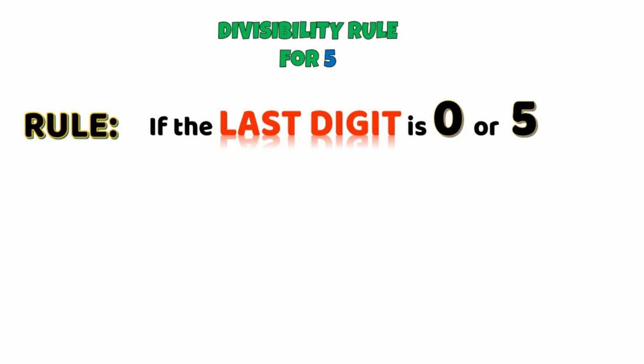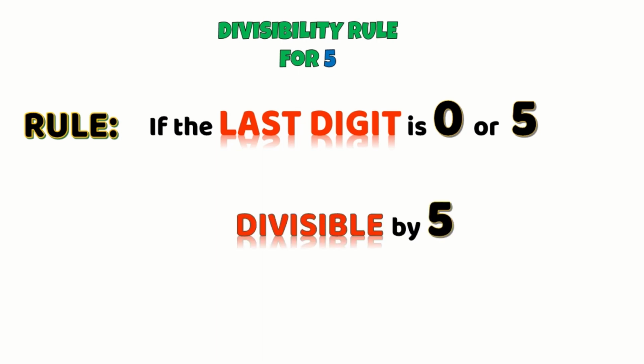Our divisibility rule for 5 tells us that if the last digit is a 0 or a 5, then this number is divisible by 5. So now let's look at how we can apply this rule.